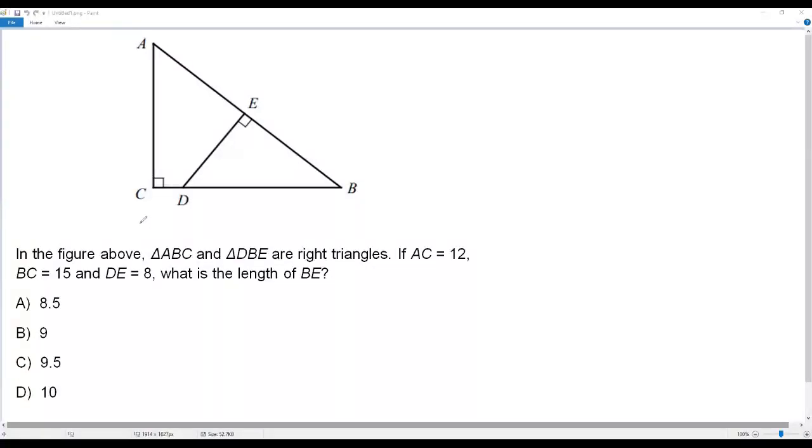Here we have a SAT math question. There is a figure given over here. In the figure above, triangle ABC and triangle DBE are right triangles. If AC equals 12, BC equals 15, and DE equals 8, what is the length of BE?